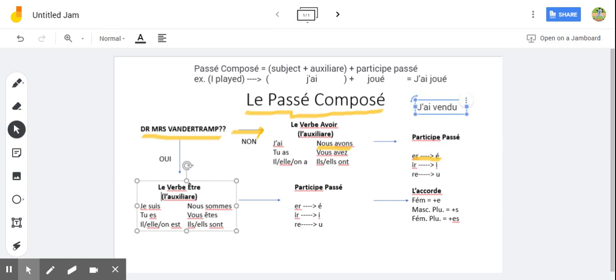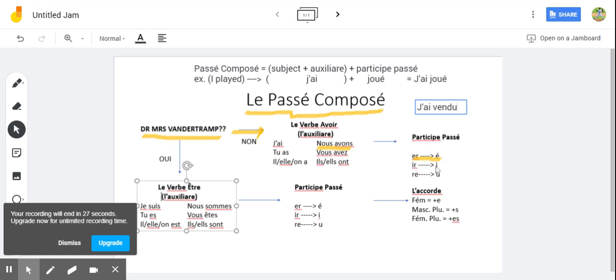Okay, so to start off, we're going to be focusing on verbs that are not the Dr. Mrs. Vandertramp. We're just going to look at the subject. Je is I, tu is you, il or elle is he or she, nous is we, ils or elles is they, or just a group of people. And then we keep following the arrows, whatever verb we're using. If it's an ER verb, the ER becomes accent aigu. If it's an IR verb, get rid of the R. And if it's an RE verb, the RE becomes a U. Okay, so follow those examples, follow those steps, and that's how we will write and talk in the past tense with le passé composé.